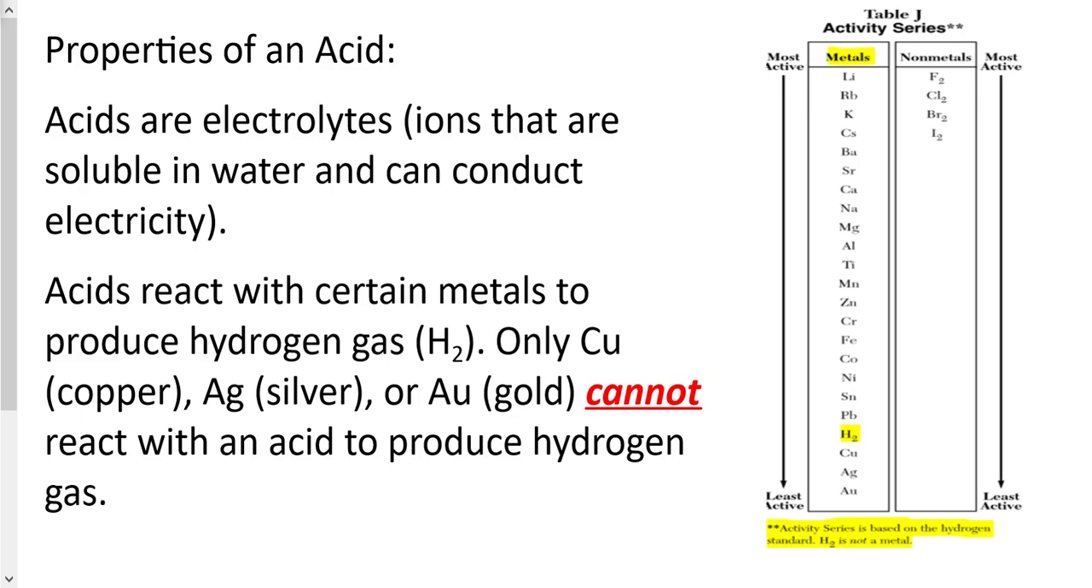If you look at Reference Table J, there are two columns, one for metals and the other one for nonmetals. And in the column of metals, you can see that we have hydrogen gas. Hydrogen is not a metal. So why is it listed in the table for metals?